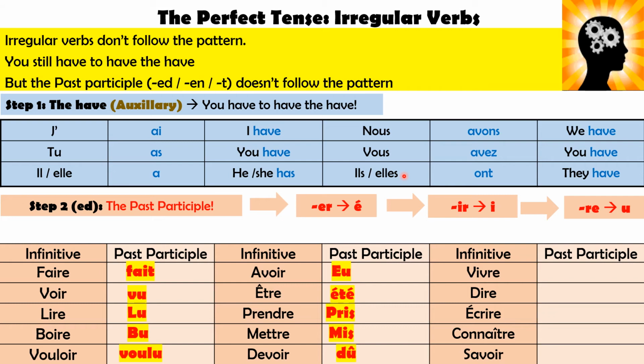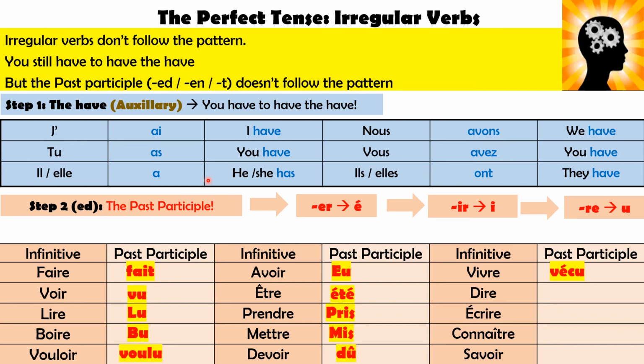See how fast you can do it. Fait, vu, lu, bu, voulu. Oh no, I messed up. Fait, vu, lu, bu, voulu, été, pris, mis, dû. Voilà, alright guys, see if you can do it faster than me. If you can, show me in the corridor, I'll be really impressed. One more time. Right, got it. That is what you need to remember.